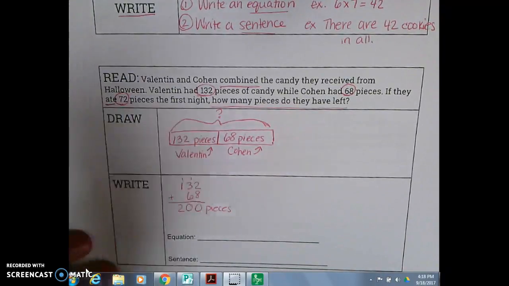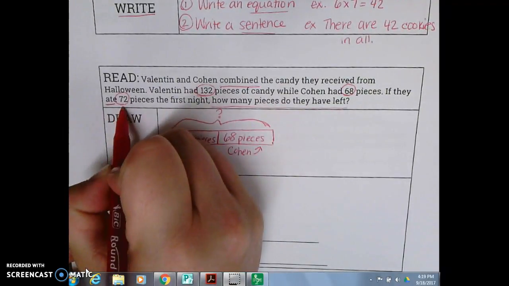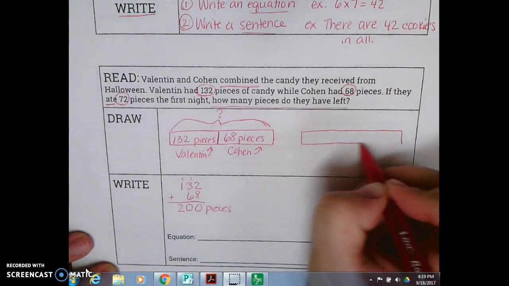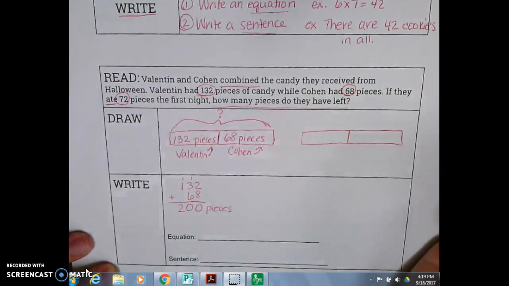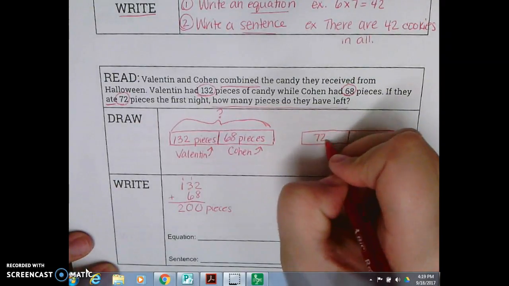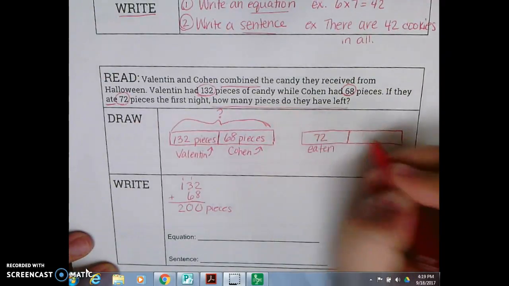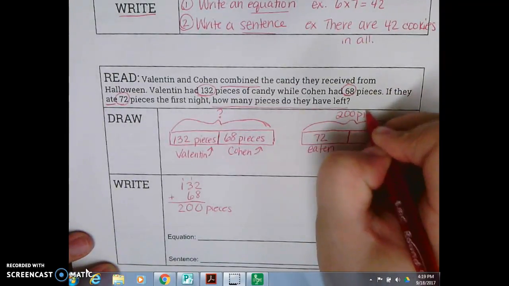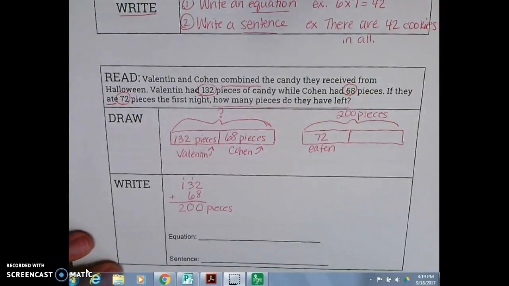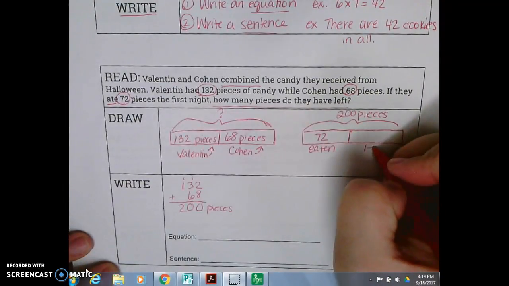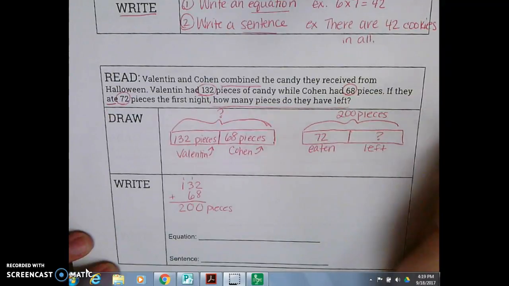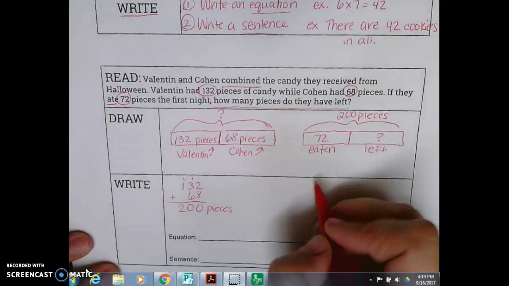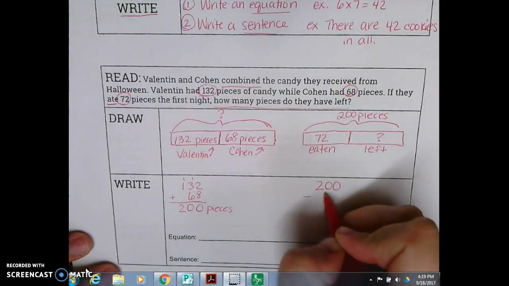So we know they had 200 pieces in all. But there's a second part to the question. They ate 72 pieces. So I'm going to draw a second tape diagram. This one's going to look a little different. We know that they ate 72. So 72 were eaten. And we now know that there are 200 pieces in total. We want to figure out how many pieces were left. So we're going to do the opposite of what we did the first time. We're going to subtract.